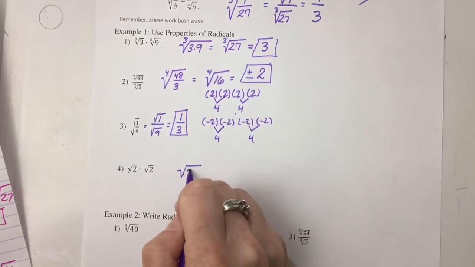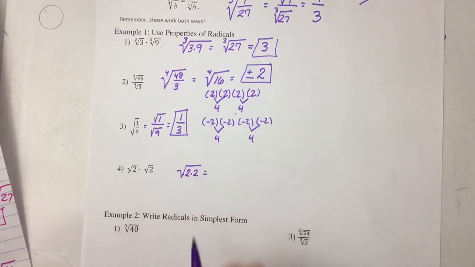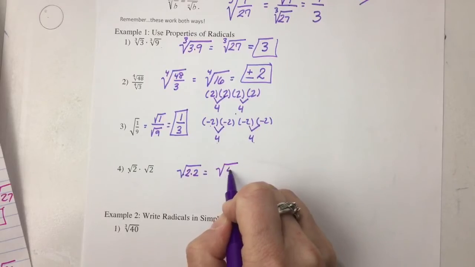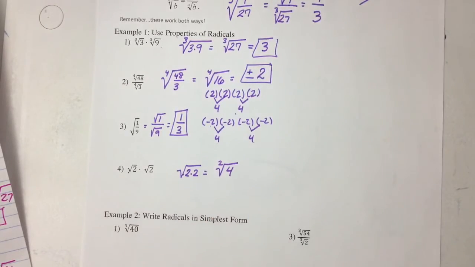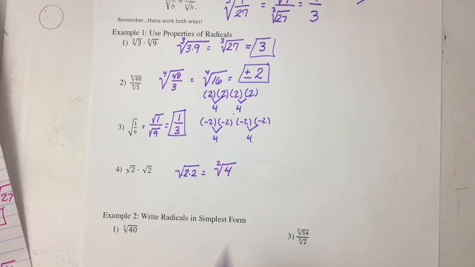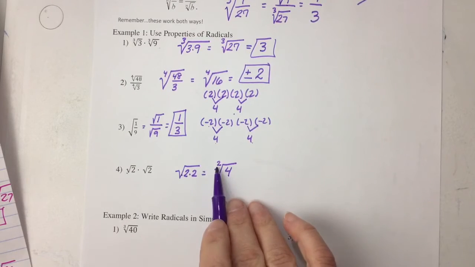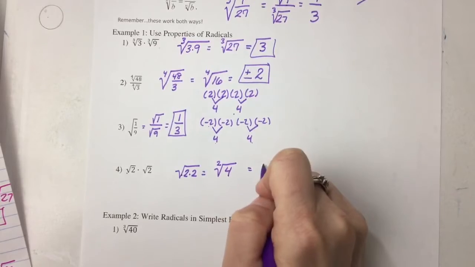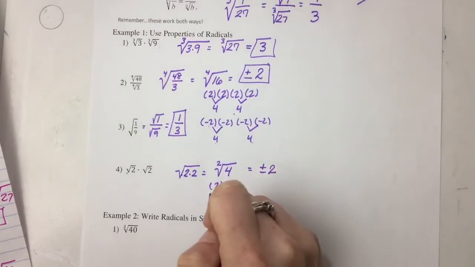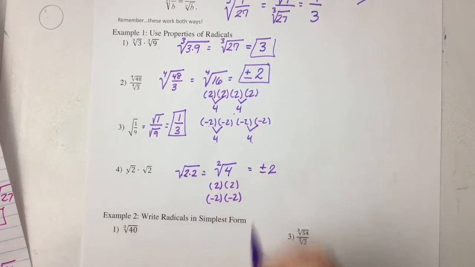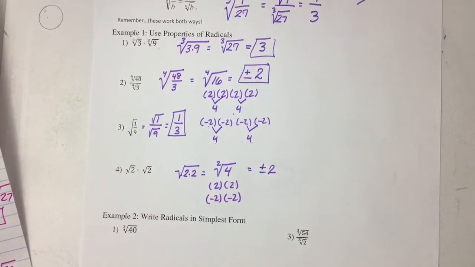Now I multiply the radicands. 2 times 2 is 4. So what number times itself 2 times gets you to a 4? This is an even number. This is positive. So it's plus or minus 2 because 2 times 2 is 4, and negative 2 times negative 2 is also 4.